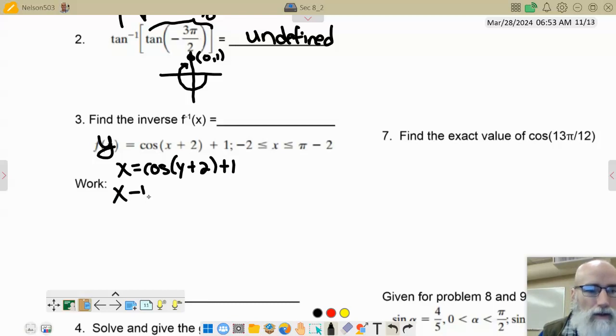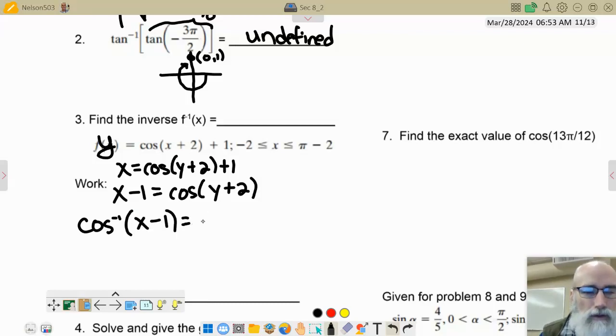So we get x minus 1 is equal to the cosine of y plus 2. Now we're to the stuff on the outside of the parentheses. How can we undo a cosine? Well, that's the inverse cosine. That's what an inverse function does. It undoes the other function. So now we've got inverse cosine of x minus 1 equals y plus 2.